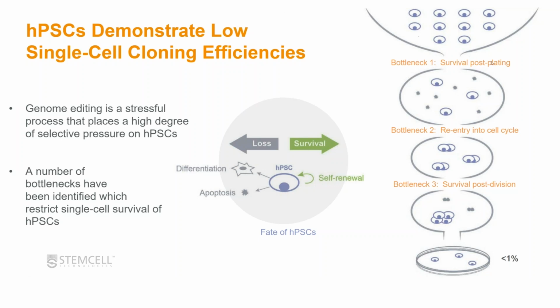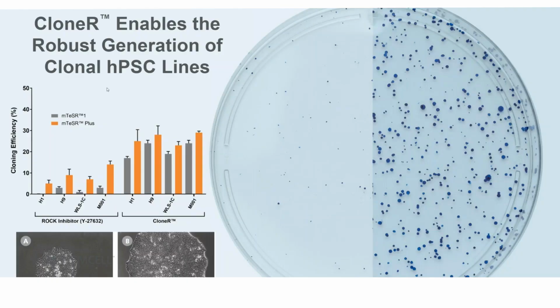So after you take single cells and you plate them, they need to survive that plating. Then they need to re-enter into the cell cycle and survive that division, and typically this results in cloning efficiencies of less than 1%. However, a few years ago, we developed this product called Cloner, which is a supplement for mTESR1 and mTESR Plus that enables robust generation of clonal pluripotent stem cell lines.